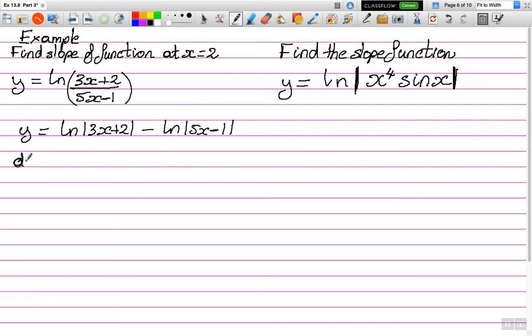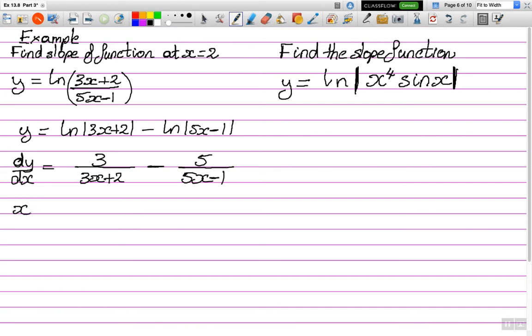Now when we differentiate this, we've got dy dx. How do we differentiate a log? We create a fraction. Whatever's inside the log goes on the bottom, and then we differentiate what's inside the log and we stick that on top. Then this one, we create a fraction, and whatever's inside the log goes on the bottom. Then we differentiate that bottom, which is going to be 5. We stick that on top.